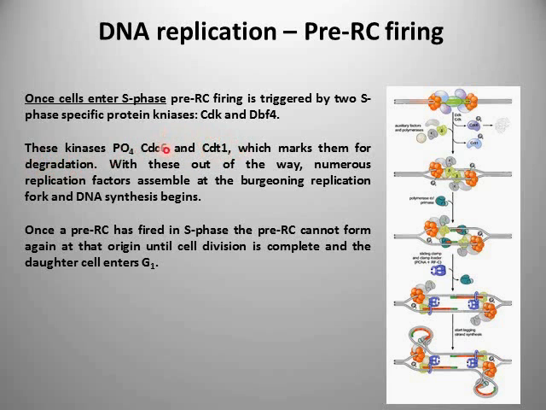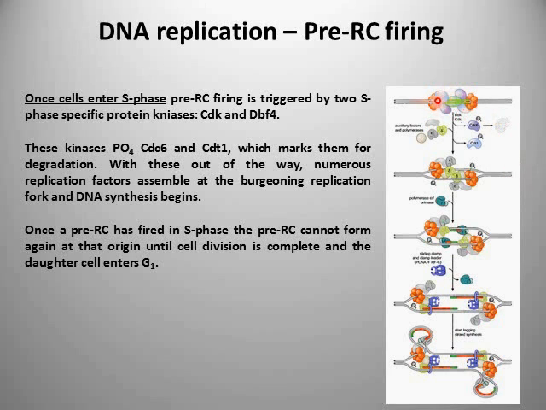Once these two proteins have been degraded, numerous other factors are recruited to the origin of replication, and what you have effectively is a burgeoning replication fork forming at this point in the genome, and DNA synthesis effectively begins. This is shown here in this nice figure taken from Molecular Biology of the Gene.